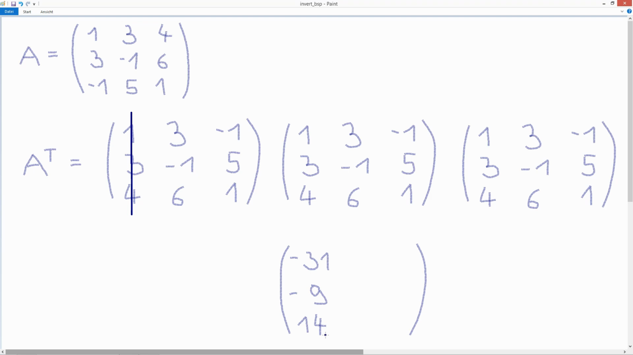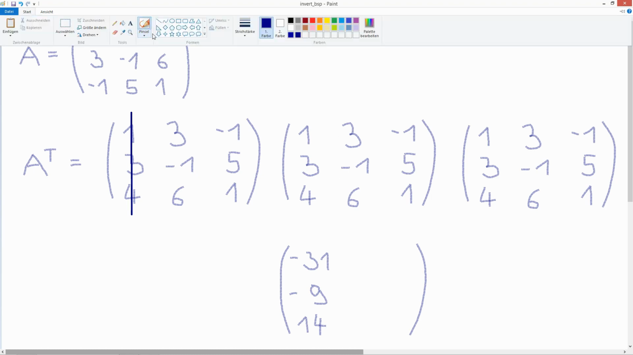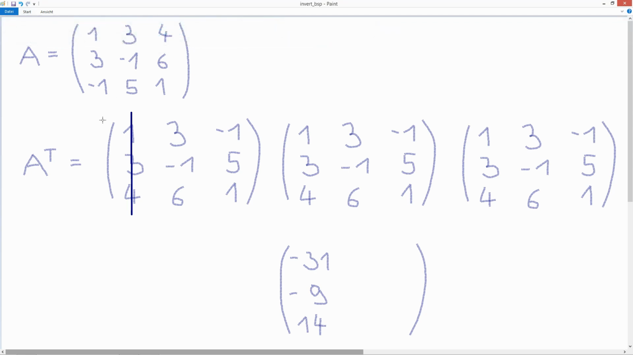Now we have to do the whole thing again, but this time we ignore the second column of this matrix here. I will use the second matrix for the calculation. So we have to ignore the second column. And then we have to calculate the cross product of the still visible vectors.